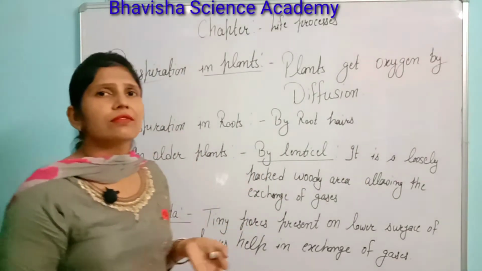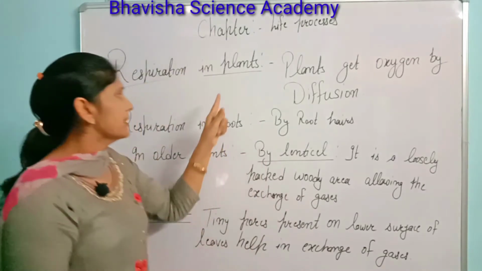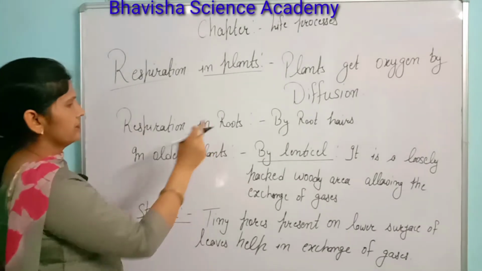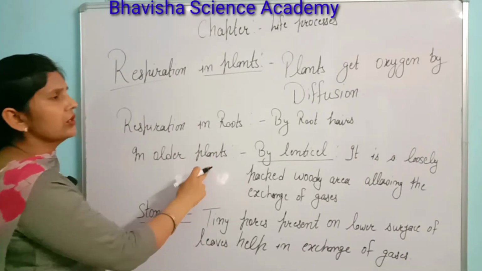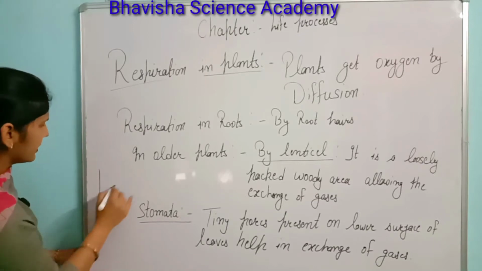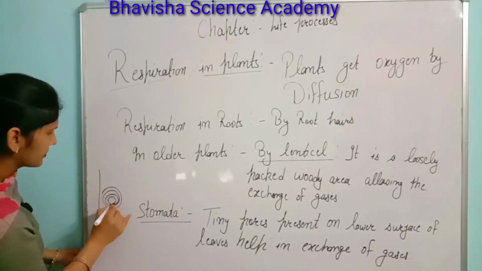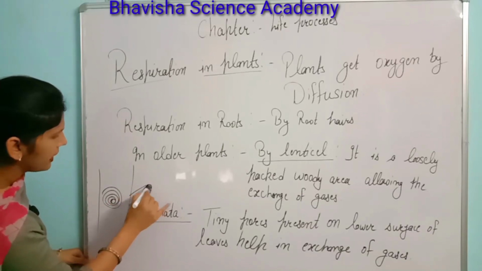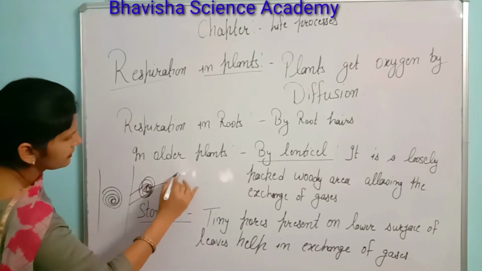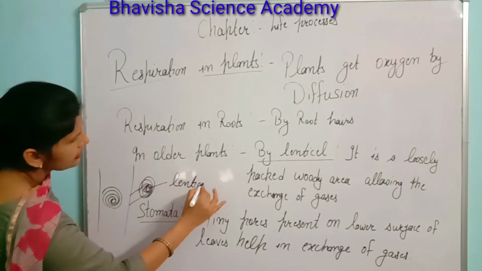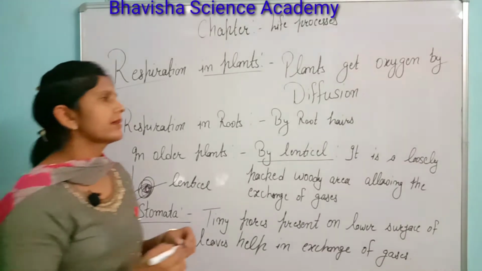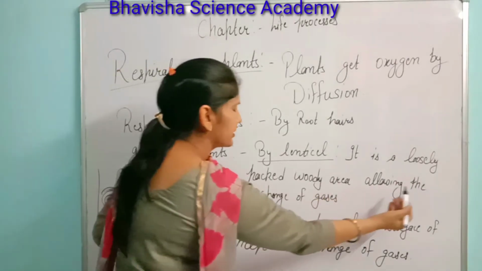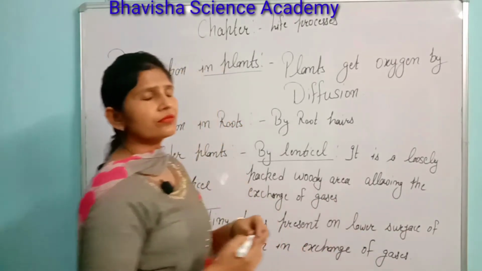In plants, there are so many vegetative parts. They also exchange gases through the root hair in the roots. In older plants, you have already seen those circle-like parts present in the old plants. Those circle-like parts are known as lenticels. It is a loosely packed woody area allowing the exchange of gases.